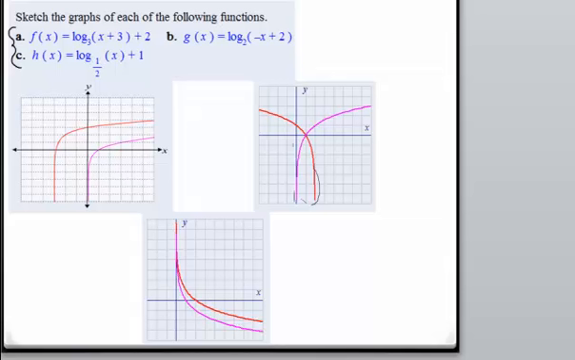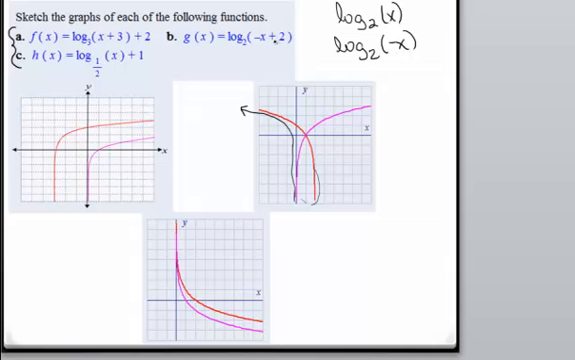So how about b? This one's a little bit tricky. So we have log base 2 of negative x plus 2. Well, what does this one look like? Log base 2 of x. That would be this purple one right here. This is log base 2 of x. So what happens if we were to do log base 2 of negative x? What would that do? It would take this graph and reflect it over the y-axis. So it would look something like that.